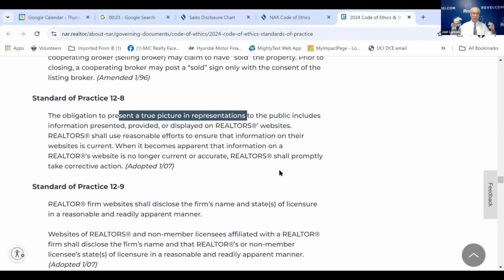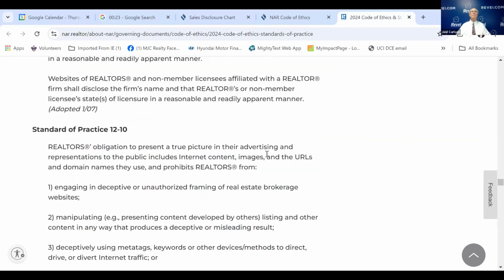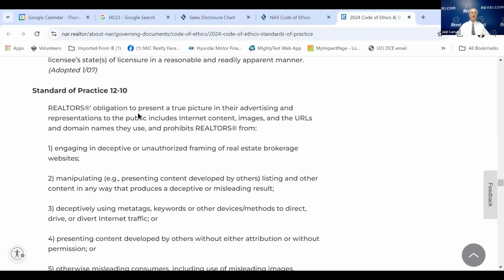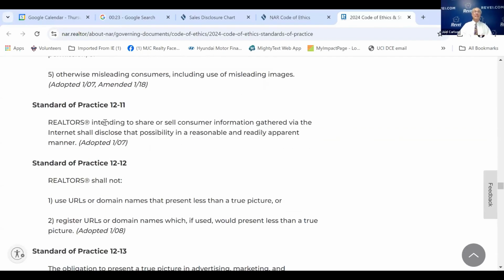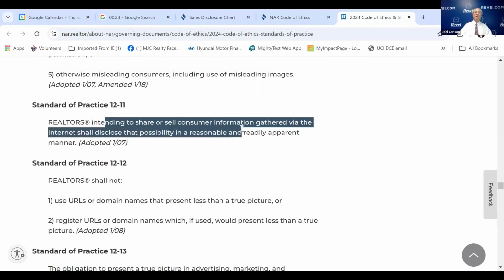The photographer was sued, and everybody in the whole thing was sued based on the fact that you must present a true picture. Not only photographs, but in the verbal information you give out. That includes internet content and images. So not only is it pictures in the MLS, but also if it goes out to the internet, you must present a true picture. And in sharing consumer information, you must be reasonably apparent in a reasonable, apparent manner.